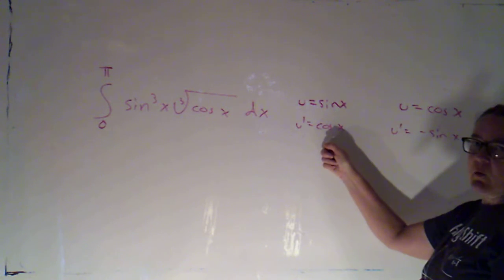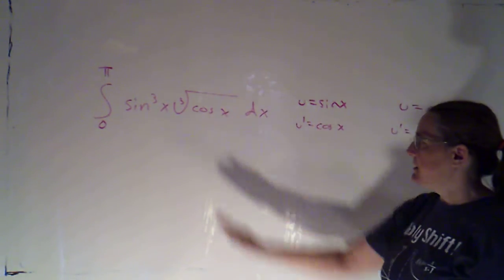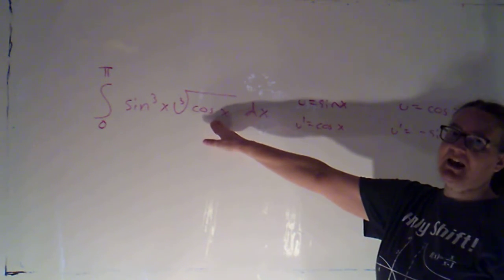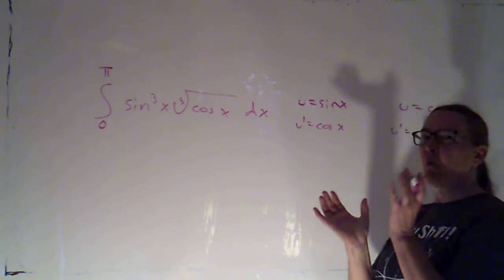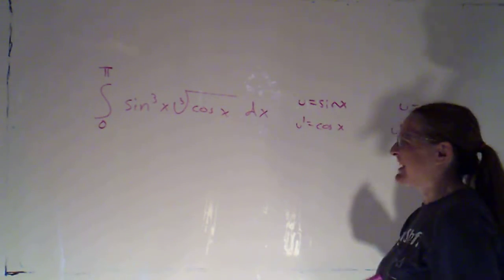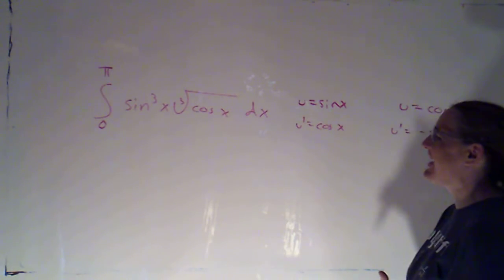This one's not going to work. I don't have a cosine of x. I have the cube root of cosine x. And that's very, very different. That's cosine of x to the 1/3 power. So it's like I have a third of what I need. I need the other 2/3 power of cosine of x.